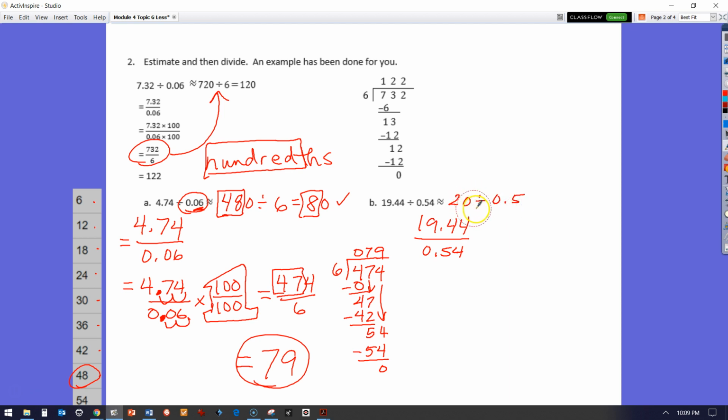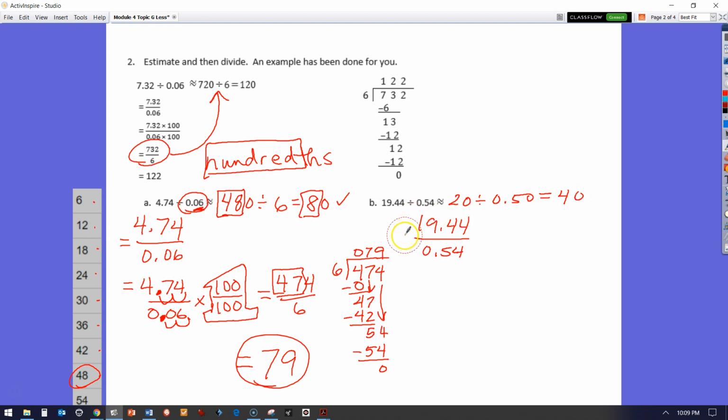So if I had $20 and I split it into groups of 50 cents, how many 50 cents, or how many half dollars, could I get out of $20? And if you need to put that 0 in, you can. So I know that it's going to be around 40. And that's just me doing that based off of the numbers that were given.